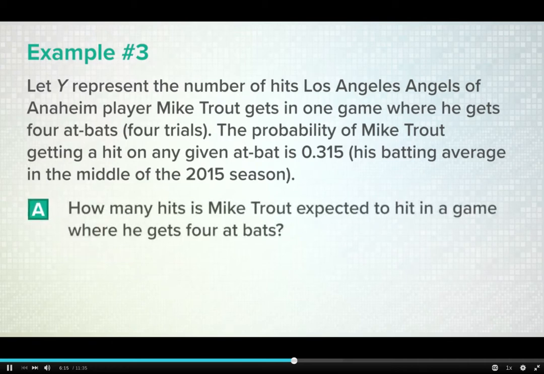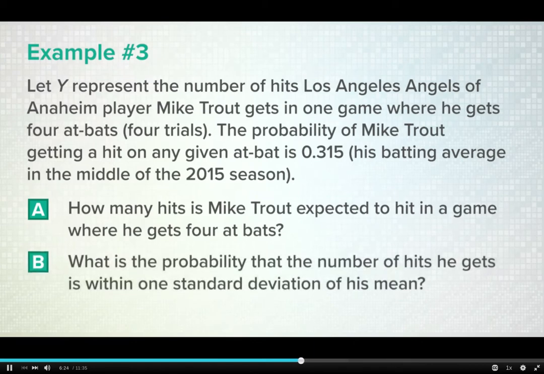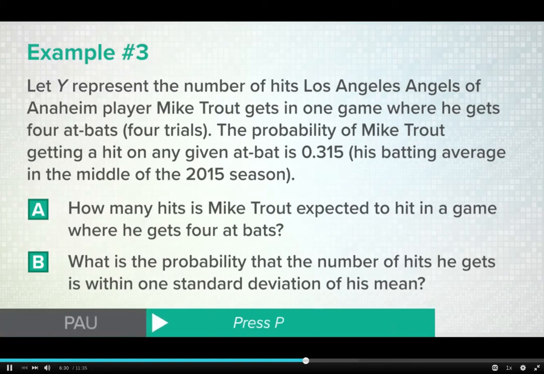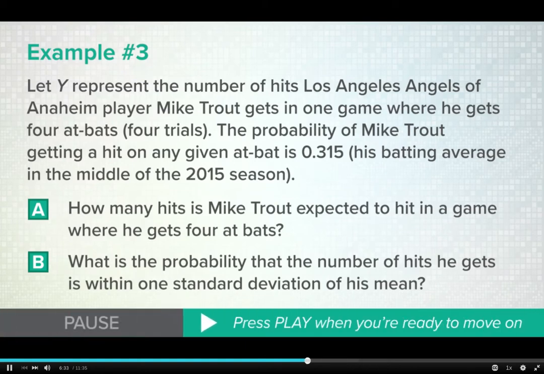For A, how many hits is Mike Trout expected to get in a game where he gets 4 at-bats? For B, what is the probability that the number of hits he gets is within 1 standard deviation of his mean? Pause the video to work on this. Press play when you're ready to continue.